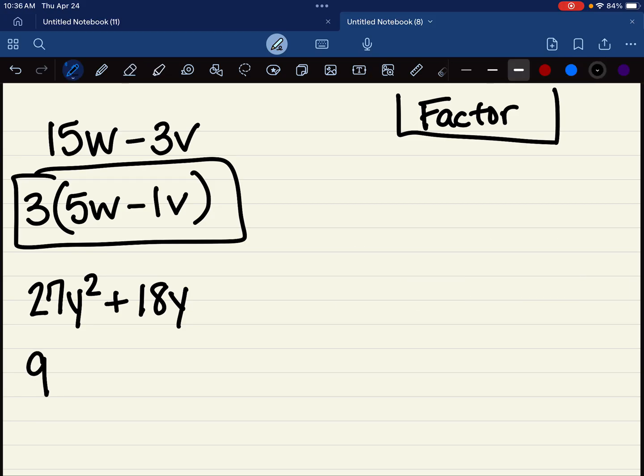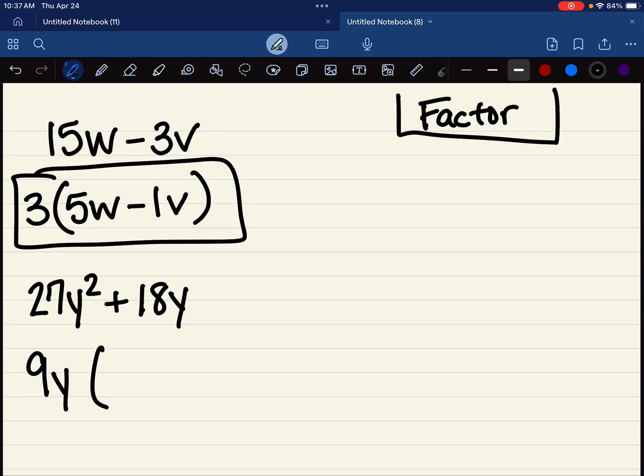What variables can I take from both? Y to what power? Are we sure? No. Do they both have y squared? No. So I take just y. Always take the smaller exponent, okay? Every time. So now I go through and I divide.